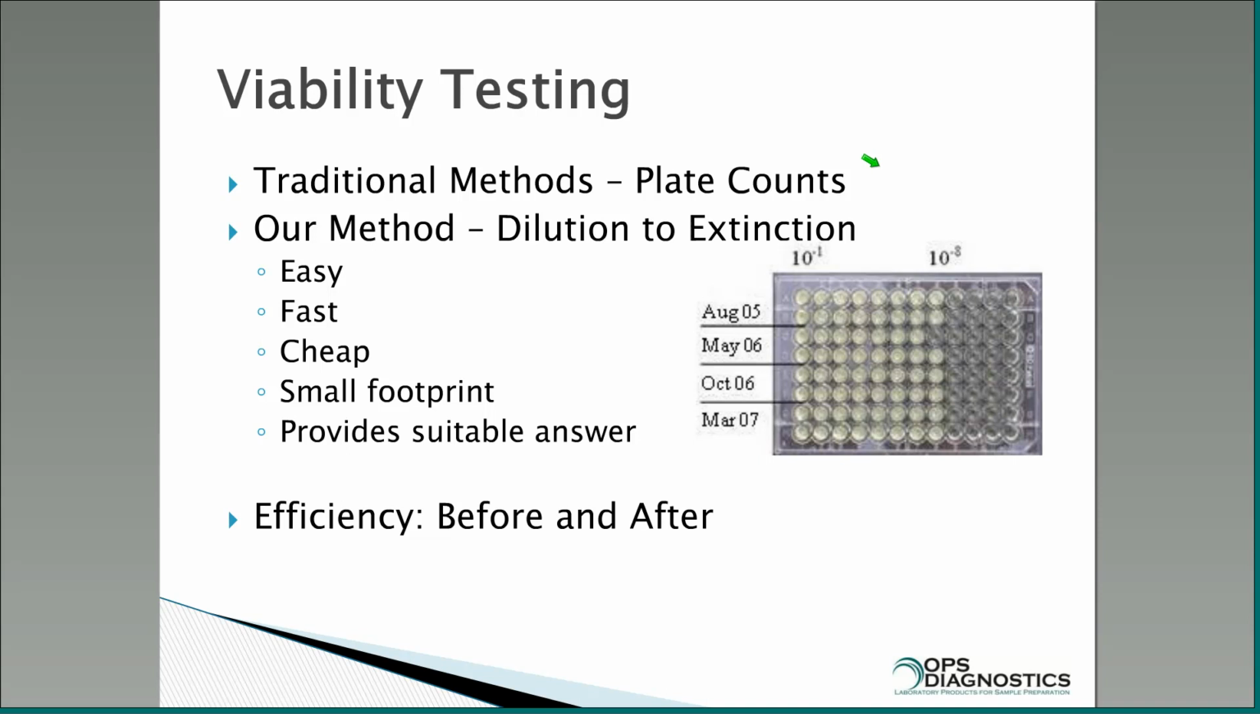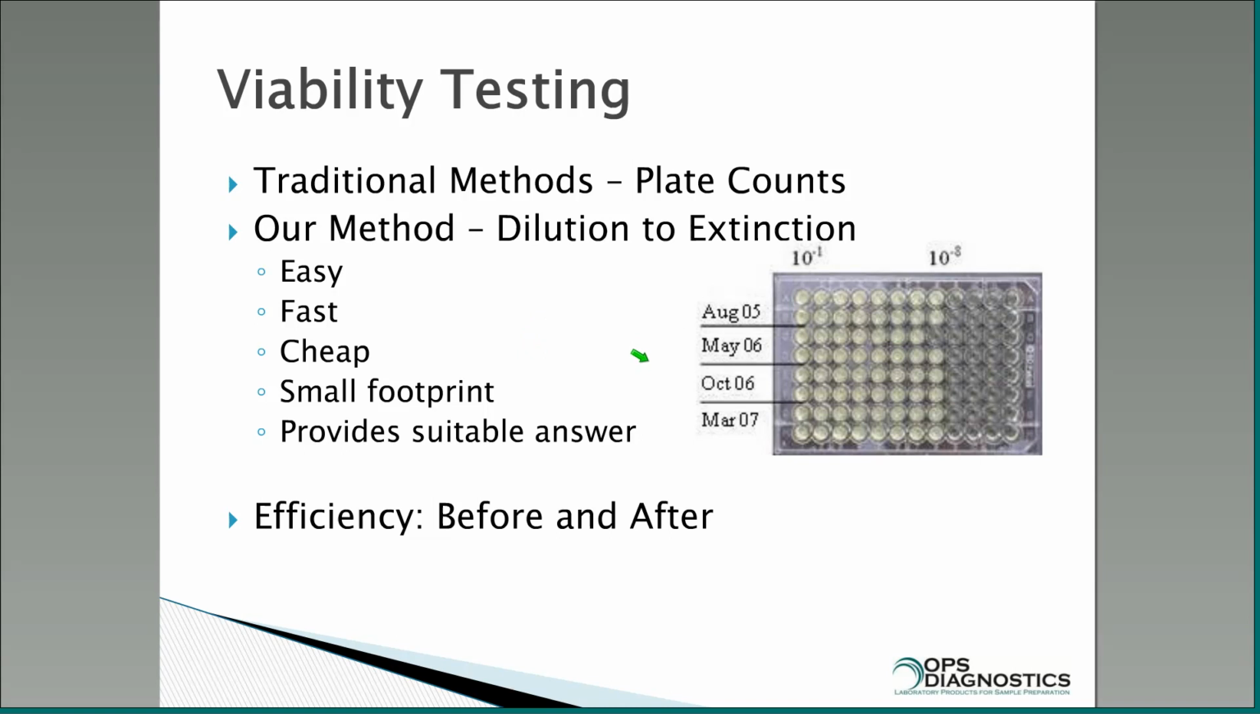So we have a simplified approach, which is, in my opinion, good enough for what we're trying to see, which is essentially a relative idea of how viable things are. So we use the idea of dilution to extinction, which is easy, fast, cheap, small footprint, and gives an answer that I want to see, which is either I have a lot or a little. And it's quite simple, really. This comes back from anybody who knows old microbiology of something called most probable number. That's kind of where I got the idea from, which is what we used to use in the 70s for counting microbes from water pollution.